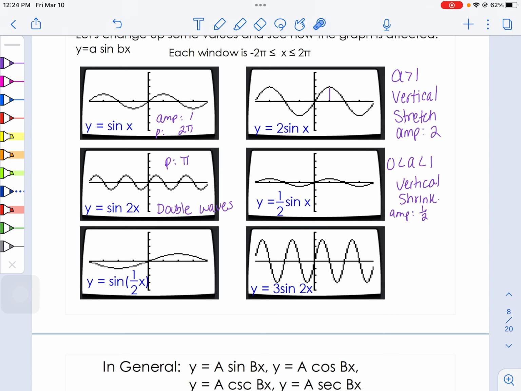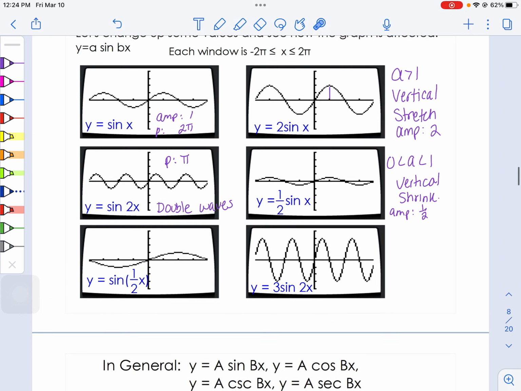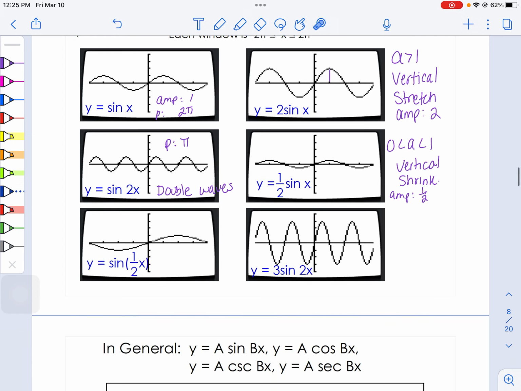complete 1 full cycle. But if you put the half inside for the b value, you can see that now instead of completing 1 full cycle in 2 pi, you are only completing half of a cycle in 2 pi. So this 1/2 decreases the wave speed. And then if you put it together, so you put a 3, it's going to increase the height. It's going to be a height of 3, and then the 2 is going to make it have 2 full cycles of the original 1 period. So it changes the period.